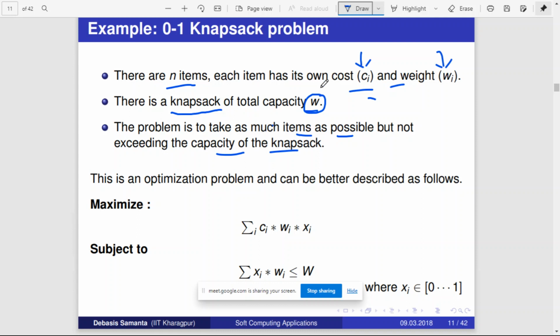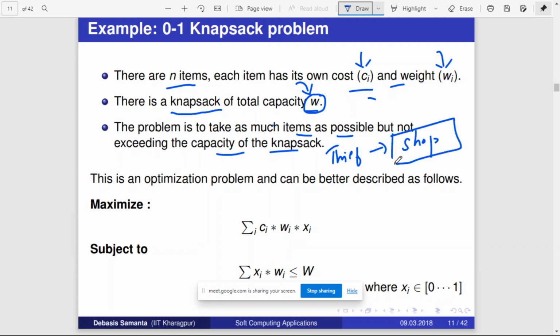This can be better expressed through a story. Assume that a thief has entered a shop. The thief has a knapsack, that is a bag, and the bag has a capacity, that is, it can hold only the weight W. It cannot hold anything beyond that.